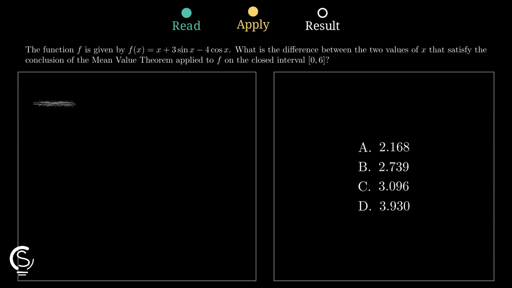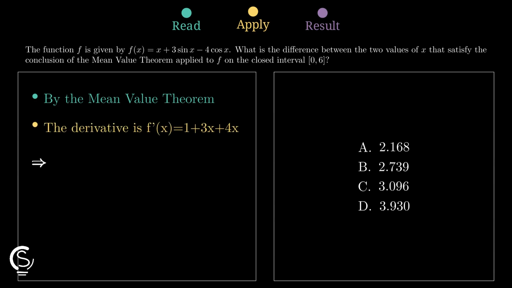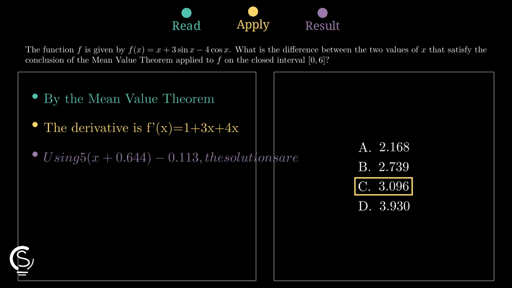Next, find the derivative of our function, which is 1 plus 3 cosine of x plus 4 sine of x. Set this derivative equal to the average rate we just found. Solve for the two x values within our range. Subtracting these results gives 3.096. That makes option C our final winner.